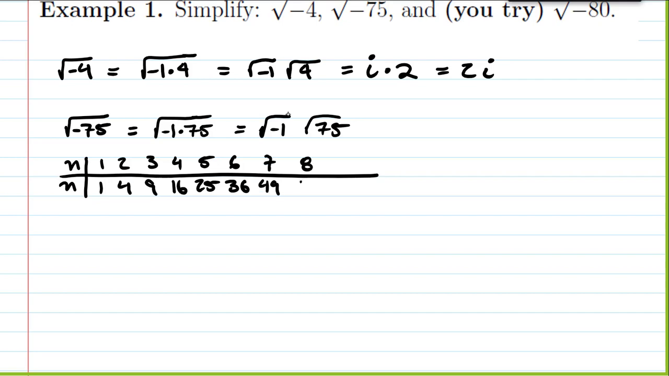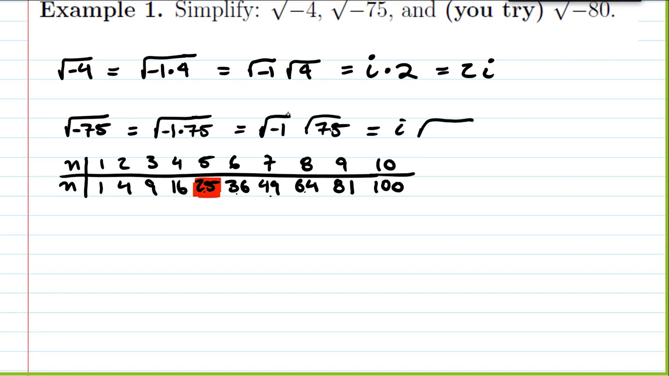I'm going to stop here because we're plenty far. I need to find, I'll just finish it to 100, the largest perfect square that divides into 75. If I start checking, 64 doesn't, 49 doesn't, 36 doesn't, 25 goes into 75 3 times. So this one is what is going to work.